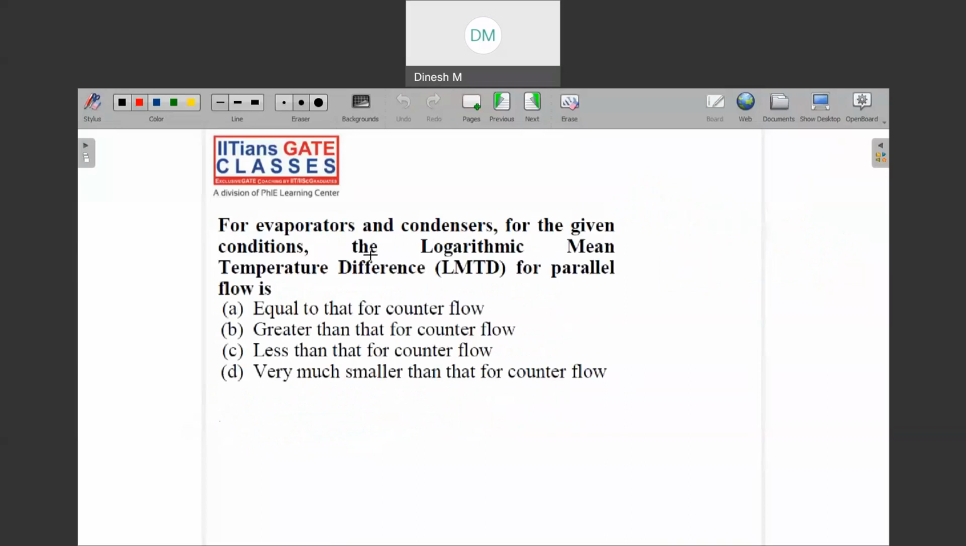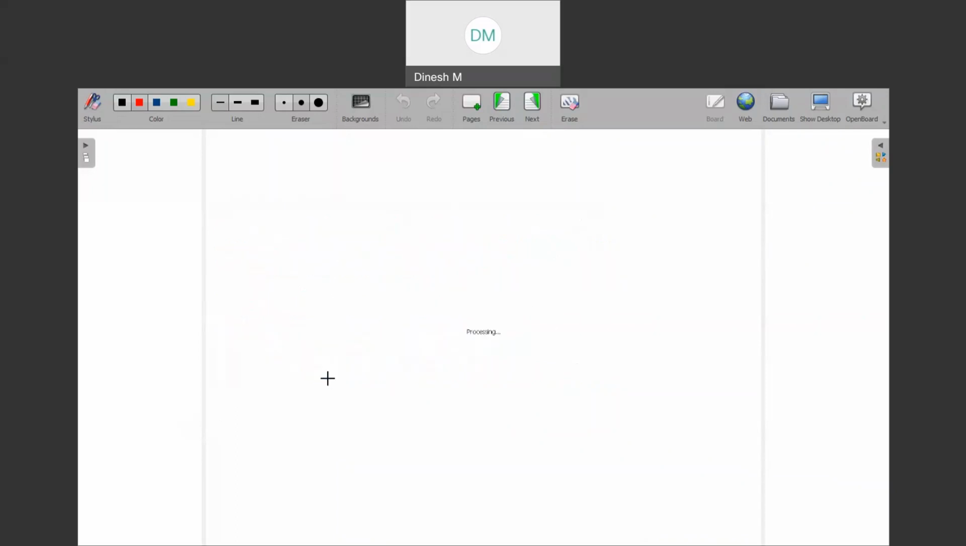Okay, then the next question. It says that for evaporators and condensers, for the given conditions, the LMTD for parallel flow is... This is one of the special cases again. We learned that LMTD was equal for both of the flows, right? For parallel and counter flow, it was the same. So the option that says equal to the counter flow will be the correct option. So option A is the correct one. Okay, let us move to the next.